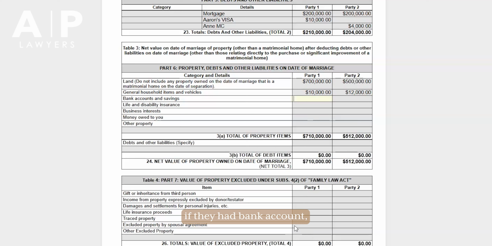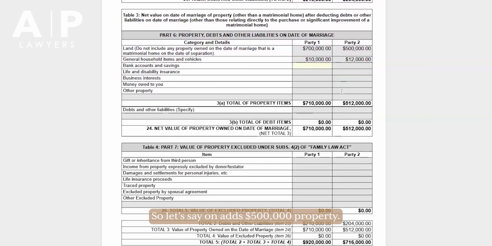So if they had bank accounts, it goes in there. Life insurance, again, the cash surrender value, not the face value of their life insurance policies. Same for business interest if they were owed money. All of these assets get included here, as well as the liabilities. So let's say on Anne's $500,000 property, she owed $100,000 in a mortgage as of the date of marriage. And let's say Aaron owed $200,000 as of the date of marriage on a property.